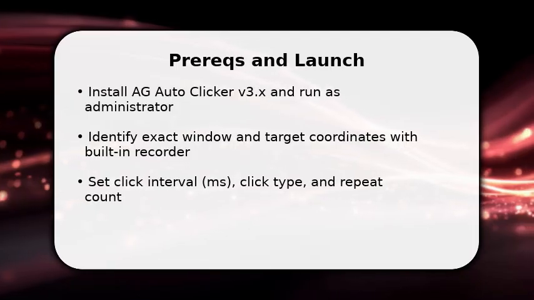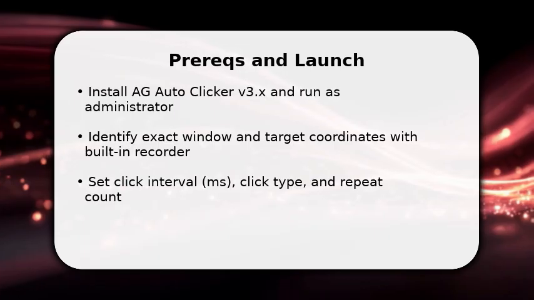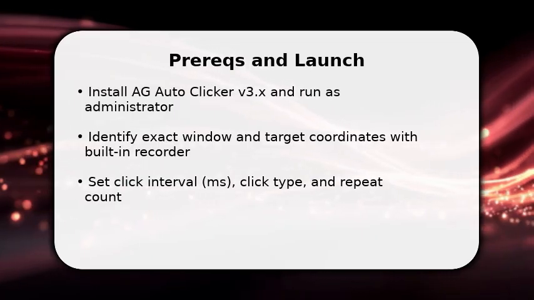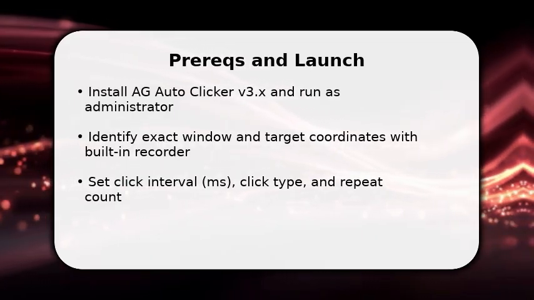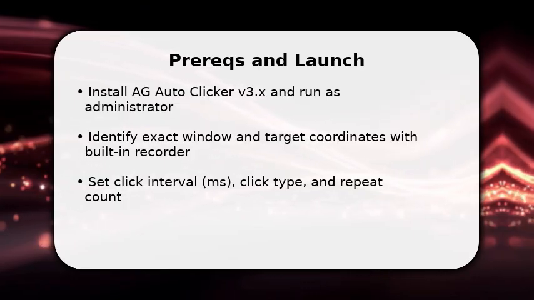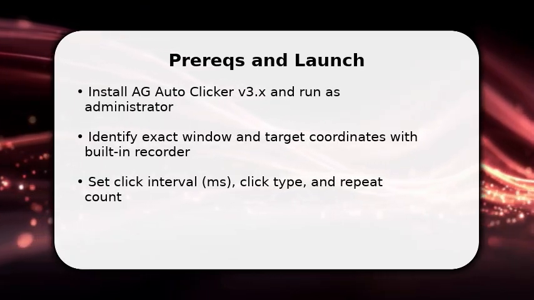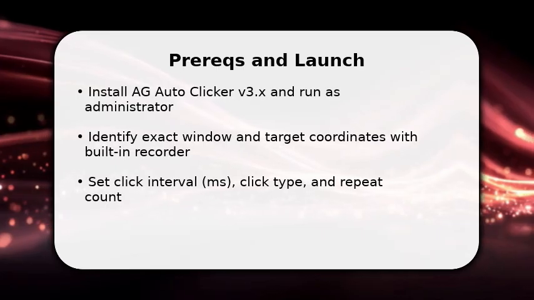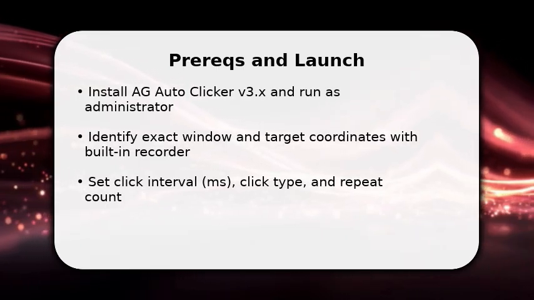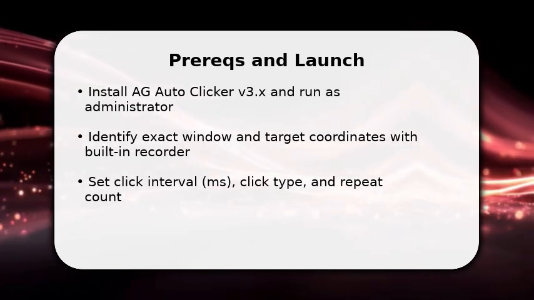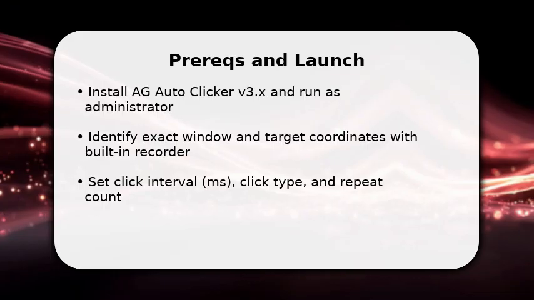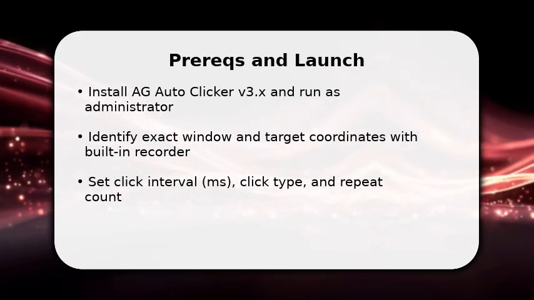You start by preparing the environment. Install AG Auto Clicker and run it as administrator so it can interact with target windows. Once done, open the program and use the recorder or crosshair to capture target coordinates. This avoids manual aiming. Make sure you choose left or right click and set an interval in milliseconds to match the game or app speed.